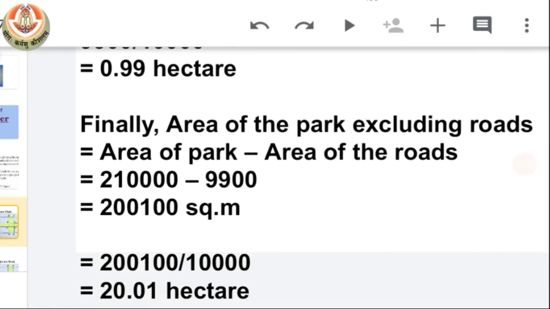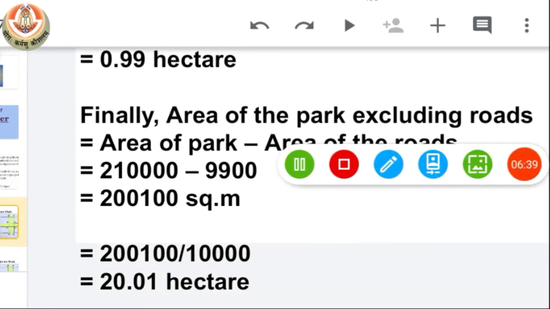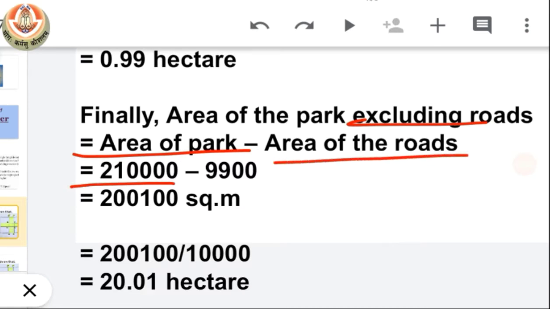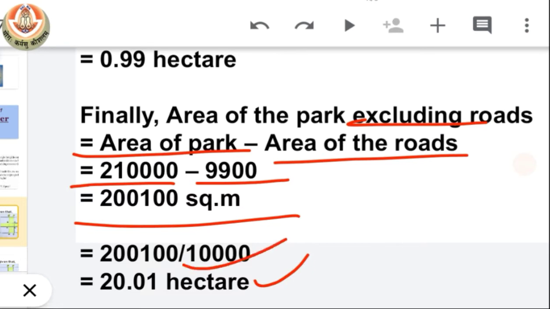And finally we have to answer the area of the park excluding roads. So the area of park was this, that is 2,10,000, and we have to minus area of road which is 9,900. So our area of park excluding road is 2,00,100 square meter, and we have to convert it in hectare by dividing it with 10,000. So our answer is 20.01 hectare.